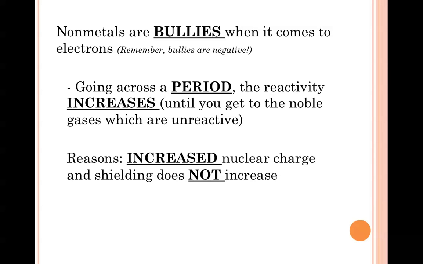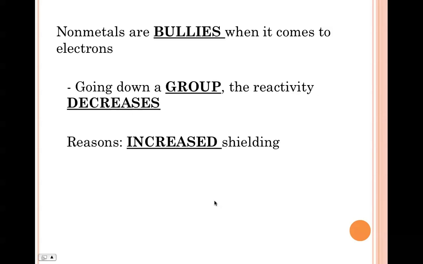Now, while metals are losers, nonmetals are the bullies when it comes to electrons, but remember, bullies are negative. So with these bullies, when we go across a period, the reactivity is going to increase, except for the noble gases in group 18. As we go across, they're able to gain electrons more easily because of an increased nuclear charge, and that shielding does not increase. So they're able to gain electrons more easily.